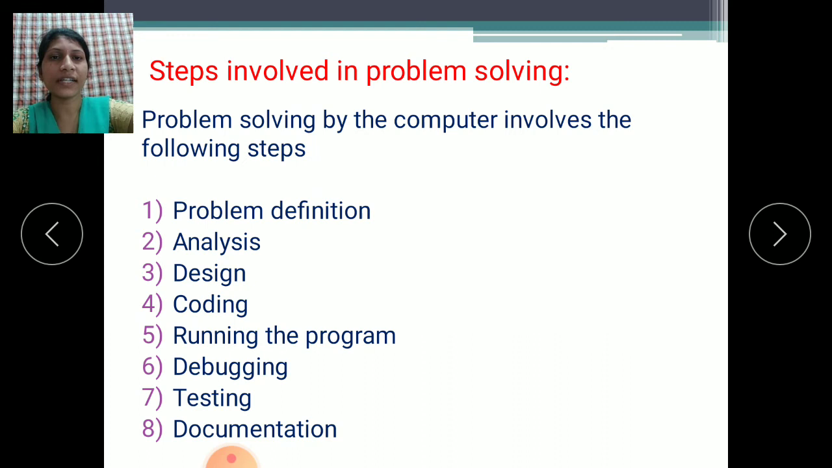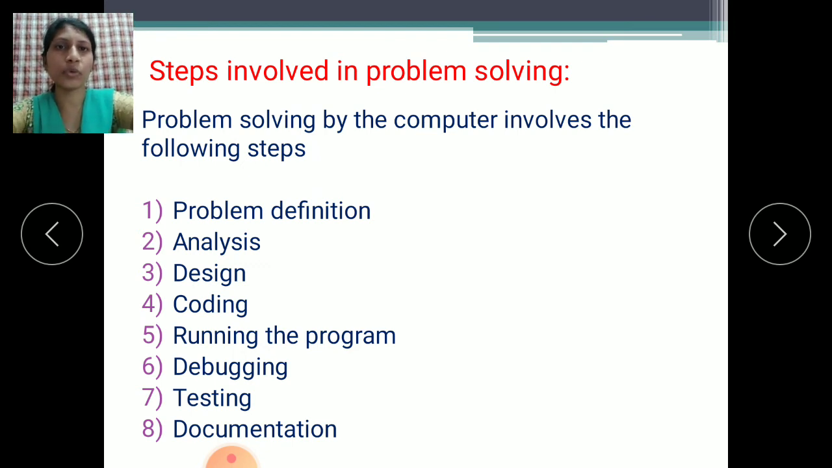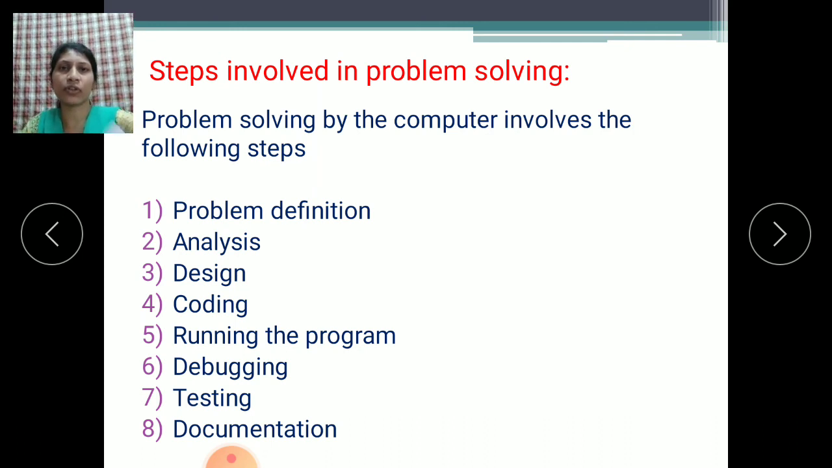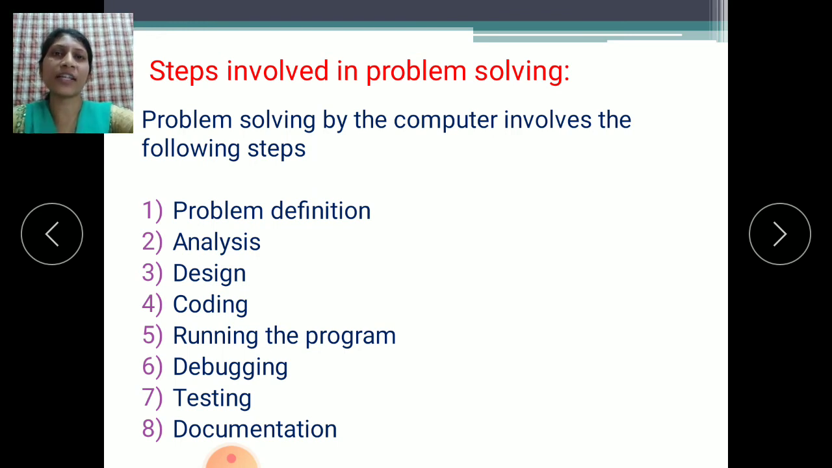Then seventh one is testing. Testing means whatever input you have given, will it perform correctly or not. After giving the inputs to the computer, it will process those inputs and find the result. Whatever result the computer has found, that result is correct or not. It will check the result, whether for the inputs you have given the computer has given the correct result or not. That checking is called testing of the program.